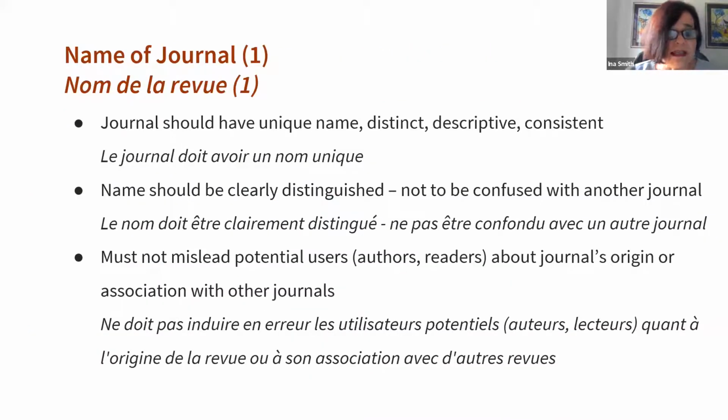Another important best practice is to have a proper name for your journal. It should be unique, distinct, descriptive, and consistent. If you register it on the ISSN, the name as you use it on your website should be consistent with how it was registered on the ISSN registry, for example. The name should be clearly distinguished and not easily confused with another journal. And you must not mislead potential users, authors, or readers about the journal's origin or association with other journals.